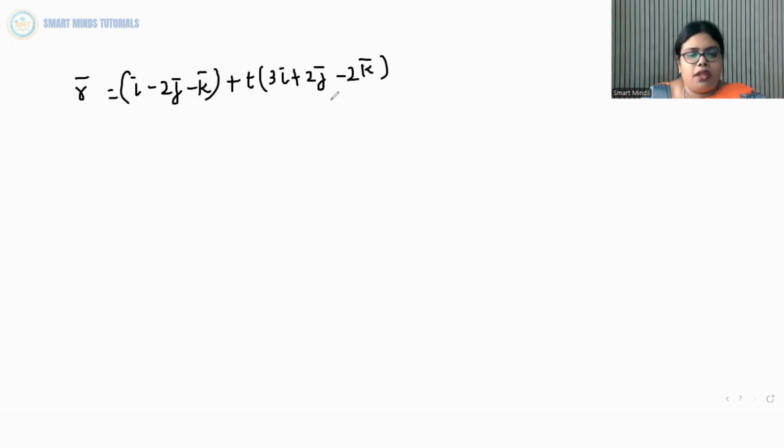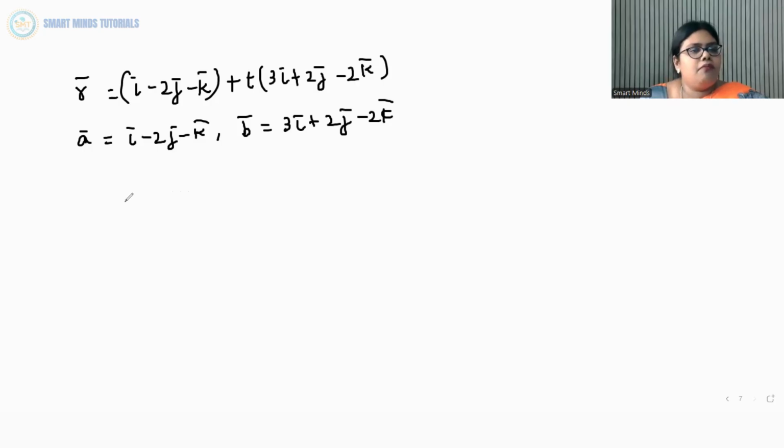Now the same way, after getting this vector equation, what is A bar? A bar is I bar minus 2J bar minus K bar and B bar is 3I bar plus 2J bar minus 2K bar. Now the same way we have to do it with C and D also. So the vector equation of a straight line passing through C and D.